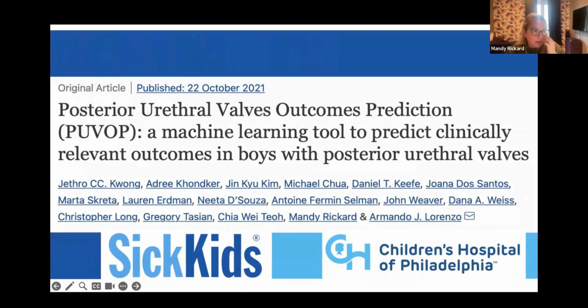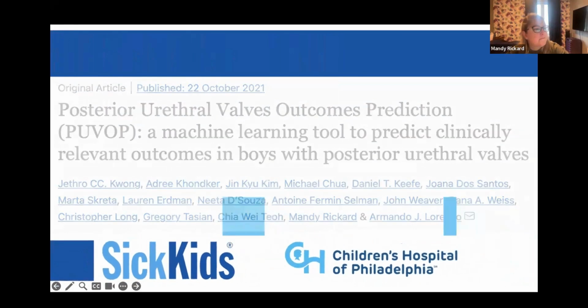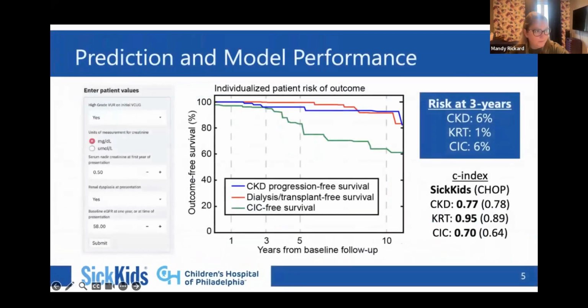Next, we have a tool that we developed to help us predict outcomes in kids with posterior urethral valves. This study was a multi-center study between us and the Children's Hospital of Philadelphia. The outcomes of interest were the development of chronic kidney disease, determining which kids are going to progress to need renal replacement therapy, but also who would benefit from clean intermittent catheterization, as well as, again, offering an estimate of when kids are going to reach these outcomes.